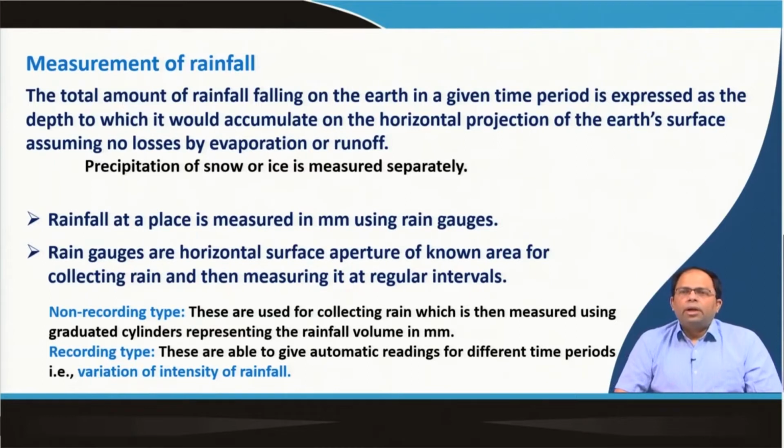Or it could be a recording type rain gauge. Again, from the term itself you can understand it is a little bit dynamic, it is not static. There we are able to give automatic readings for different time periods, and we can also measure the variation of intensity of rainfall. That means during different time periods we can measure how much rainfall happens, so automatically we are measuring the intensity of rainfall at different time periods.